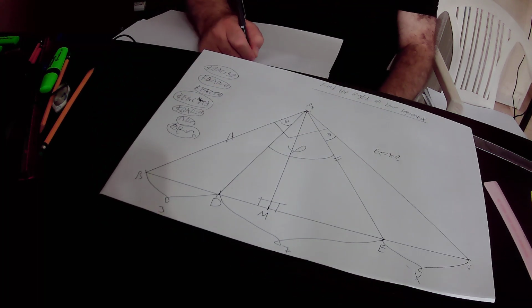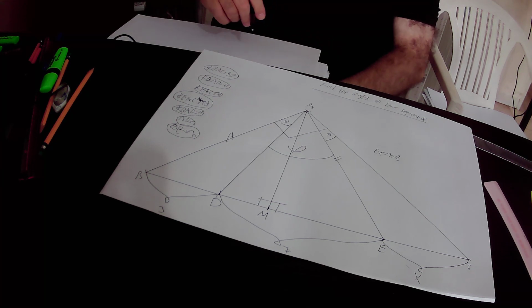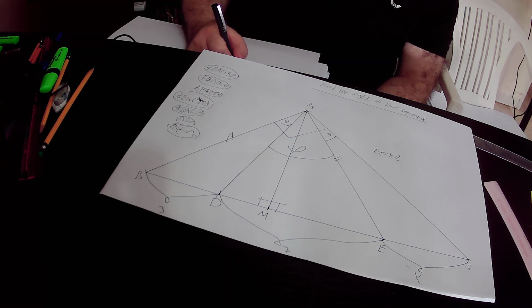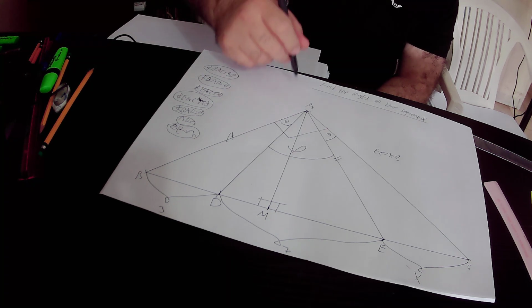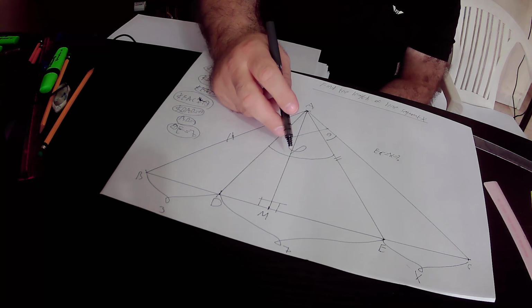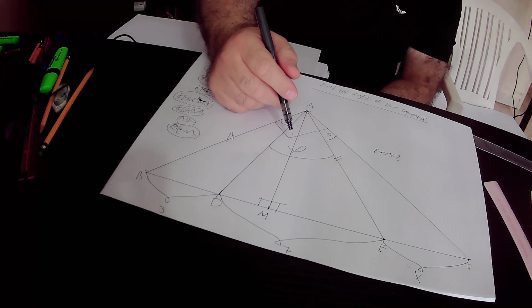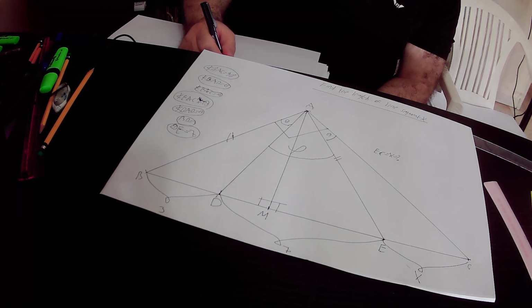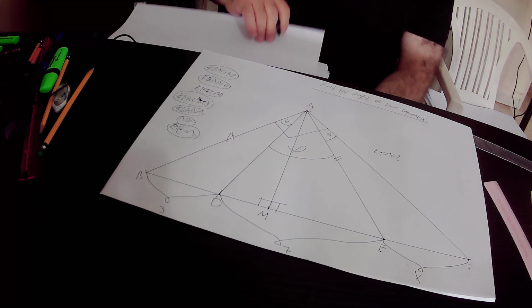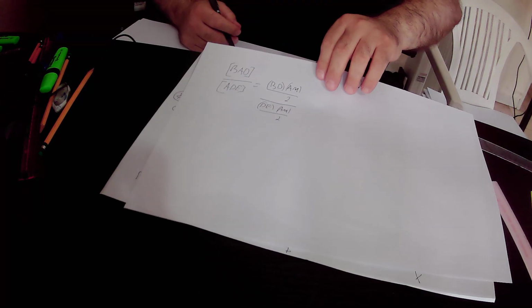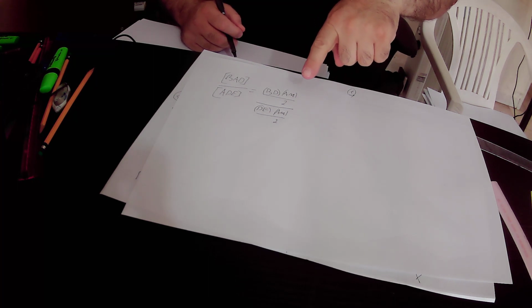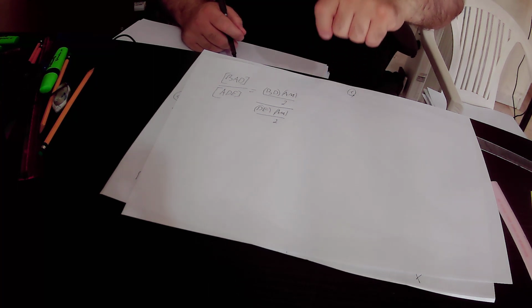What is the area of triangle ADE? The area of triangle ADE will be equal to the base of the triangle, that is DE, times the height to the base, that is AM. The height AM creates 90 degrees with the base DE, therefore AM is the height to the base DE. So times AM, the height, over 2. I will repeat again. The area of triangle ADE equals the base DE times the height AM over 2.